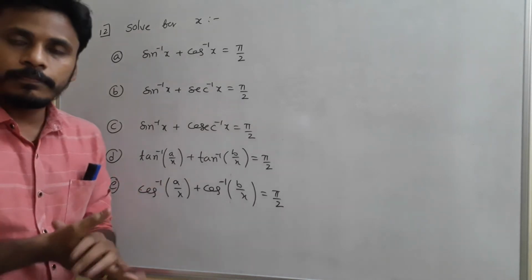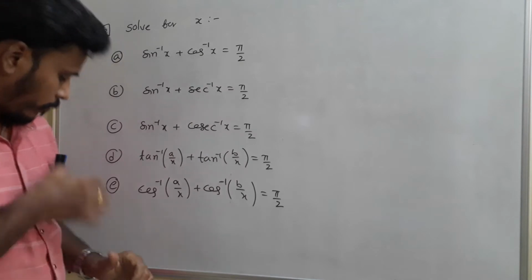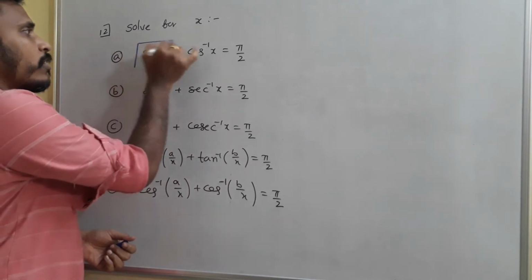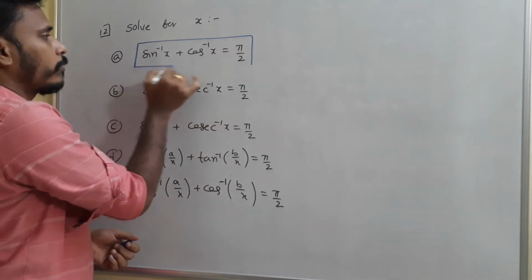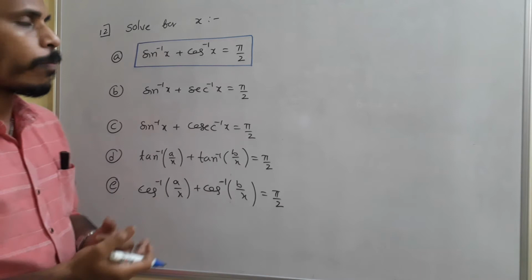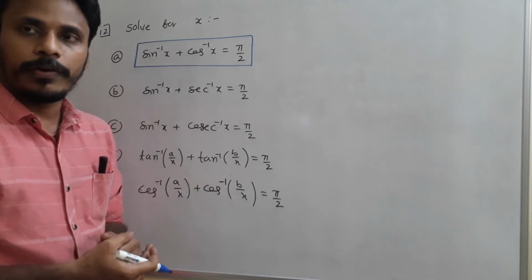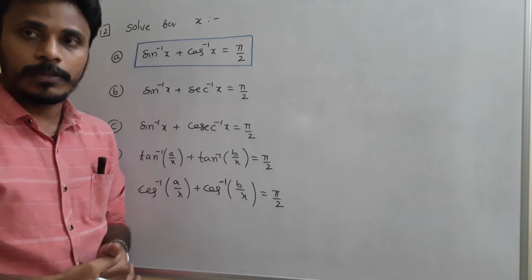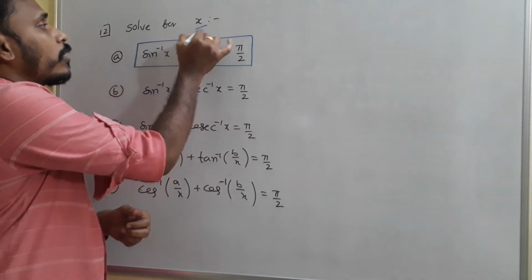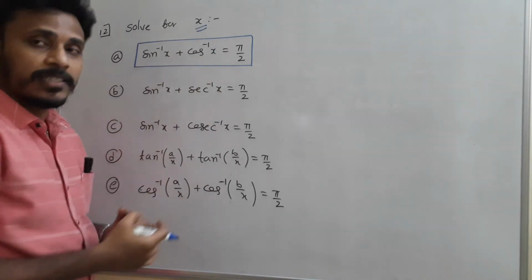Just have a look. Now we need to solve these for x. First of all, sin inverse x plus cos inverse x is equal to pi by 2. See, sin inverse x plus cos inverse x is equal to pi by 2 is a standard fundamental rule of inverse trigonometry. This is always acceptable. Always in the sense, since the question is to find x, for what values of x is this acceptable.